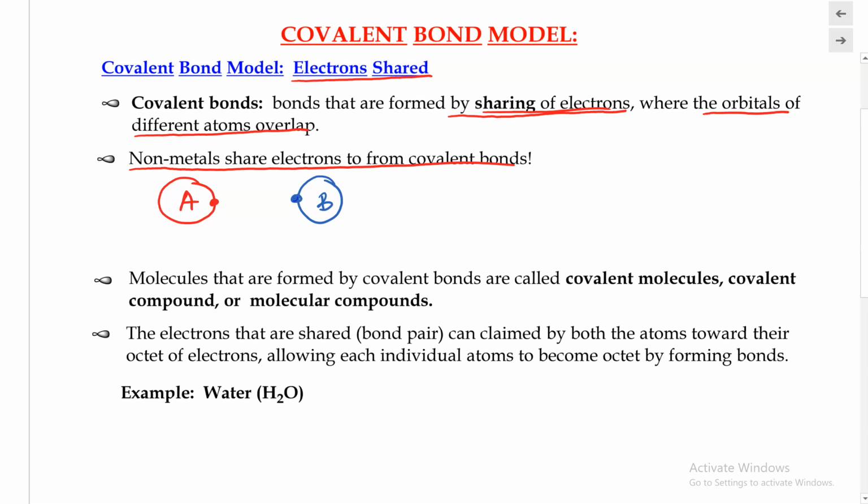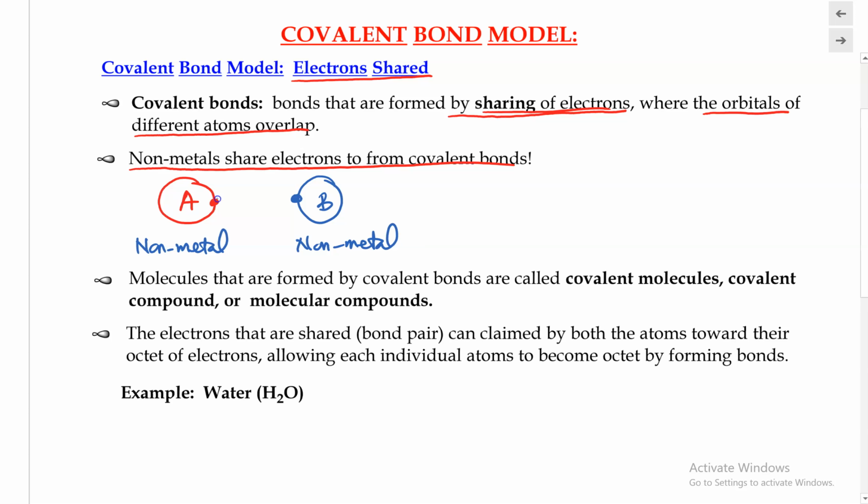In this case right here, A is a nonmetal, and B is also a nonmetal. Because both of them are nonmetals, they both want electrons to have an octet of electrons. So therefore, none of the atoms like to give electrons away. And this is why they do not transfer electrons like what we have seen in the case of an ionic bond, because they both want electrons.